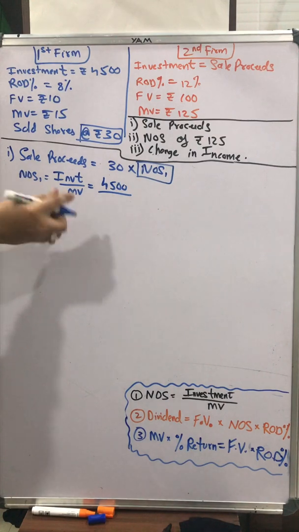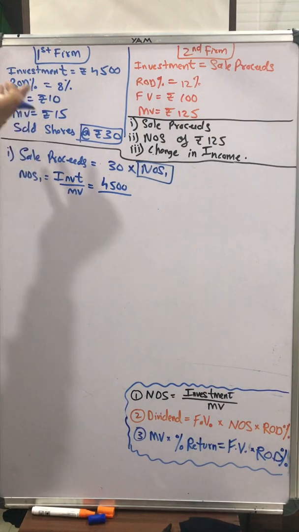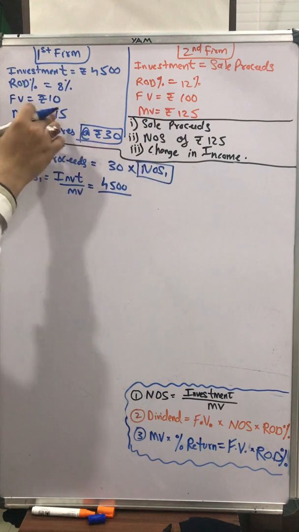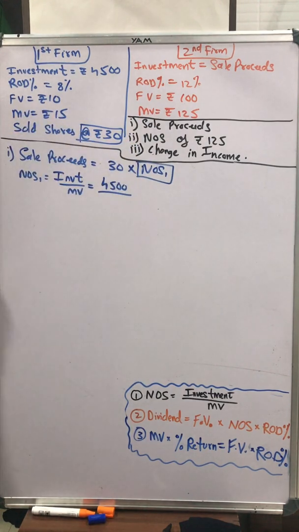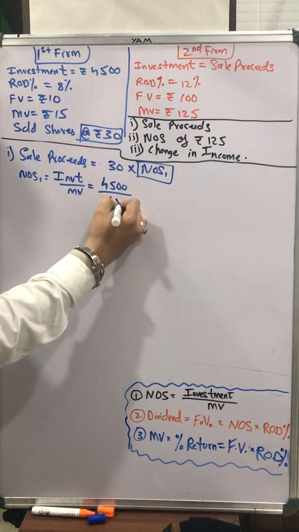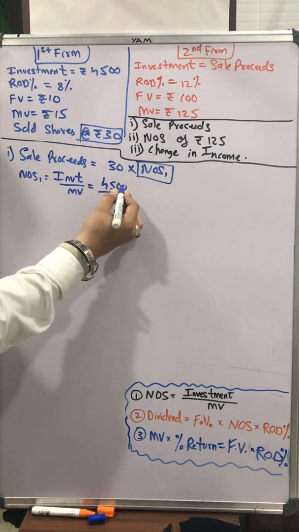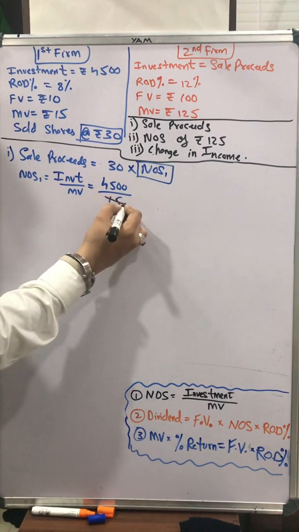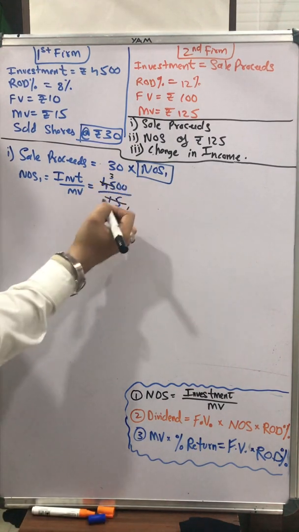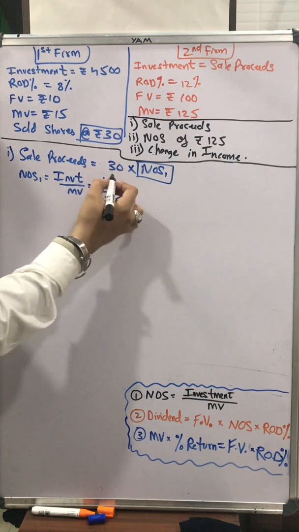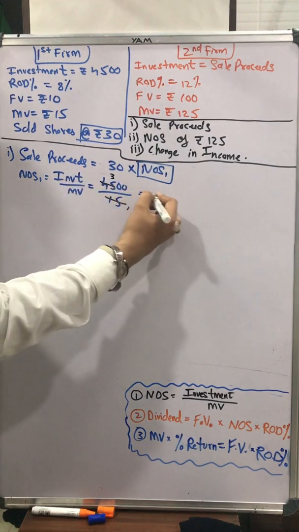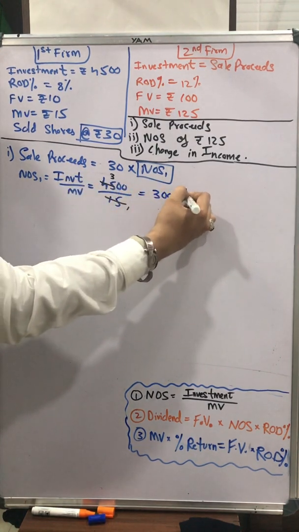Market value is the value at which this person has actually purchased the shares, and it will be rupees 15. This 30 is his selling price. He purchased at rupees 15. It was clearly given in the question. So here 15 will come. Okay. Now it's 4,500 upon 15. Now this is very simple. If I say 15 ones are 15 and 15 threes are 45. Okay. So 2 zeros. So it will be 300 shares.